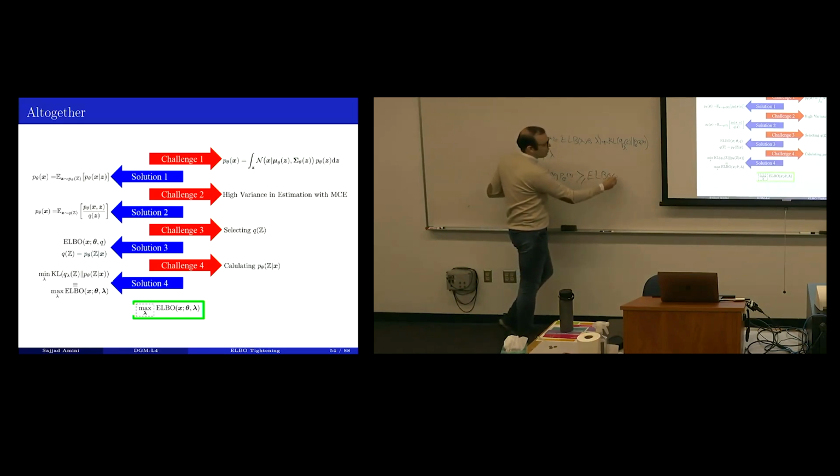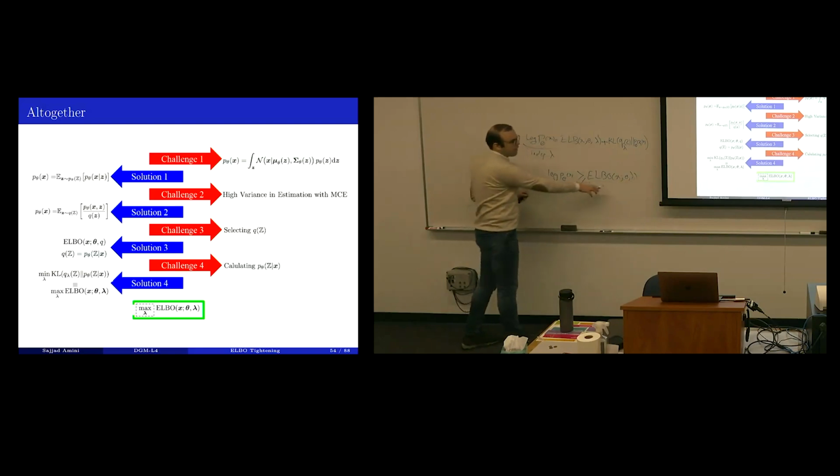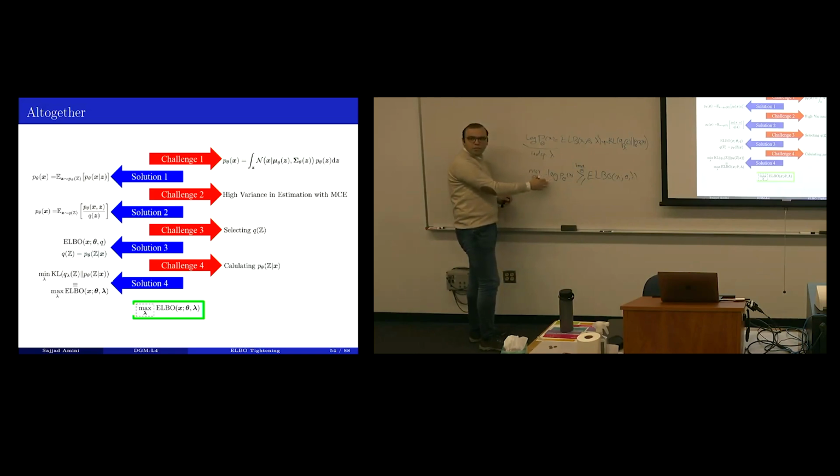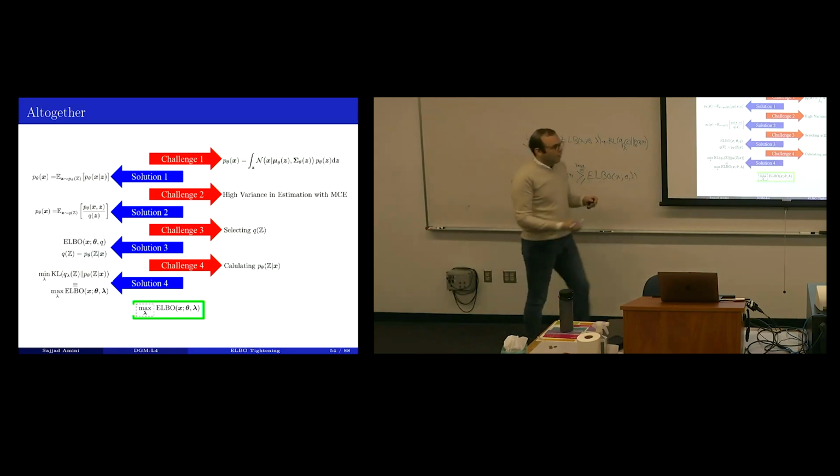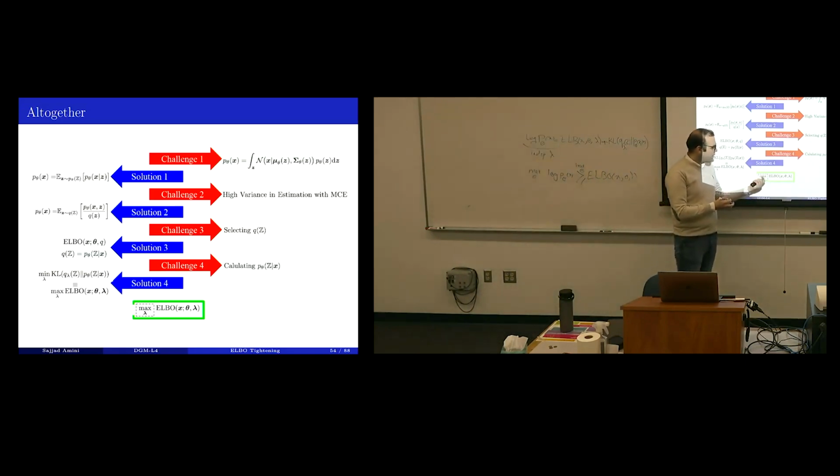I have no access to the evidence or log likelihood directly. So instead, if I maximize its lower bound with respect to model parameters, hopefully I am maximizing the likelihood too. So the model is going to be trained by maximizing the ELBO with respect to theta. On the other hand, we need to maximize the ELBO with respect to lambda too. Why? Because we want to tighten it, to have the best Q distribution. So we want to simultaneously maximize the ELBO with respect to both theta and lambda.